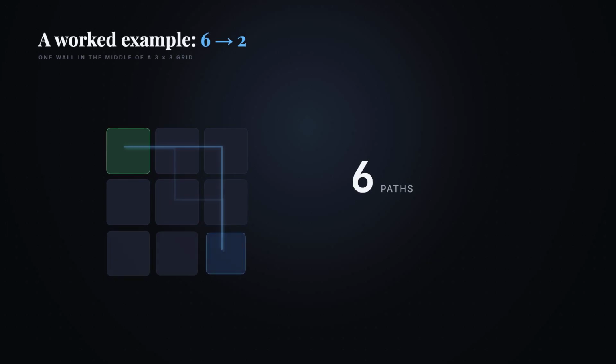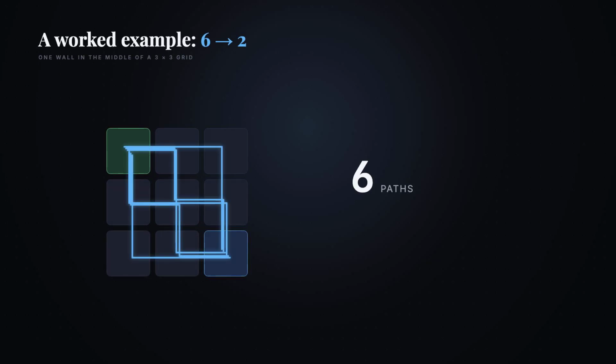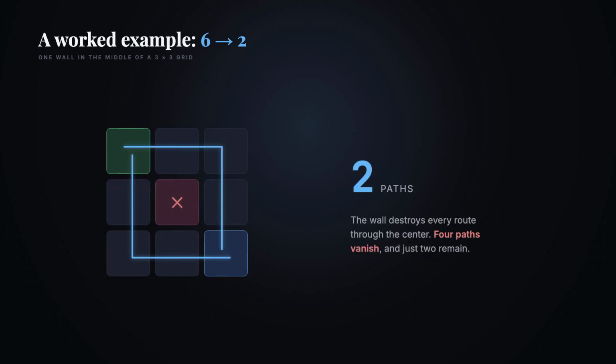Take a 3 by 3 grid with a single wall in the middle. Without it, there were 6 paths. The wall quietly destroys every route that passed through that cell, leaving just 2.